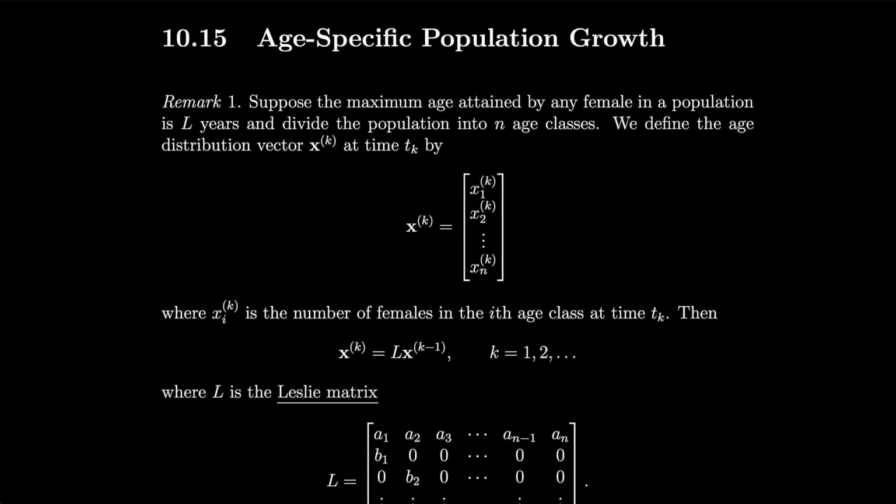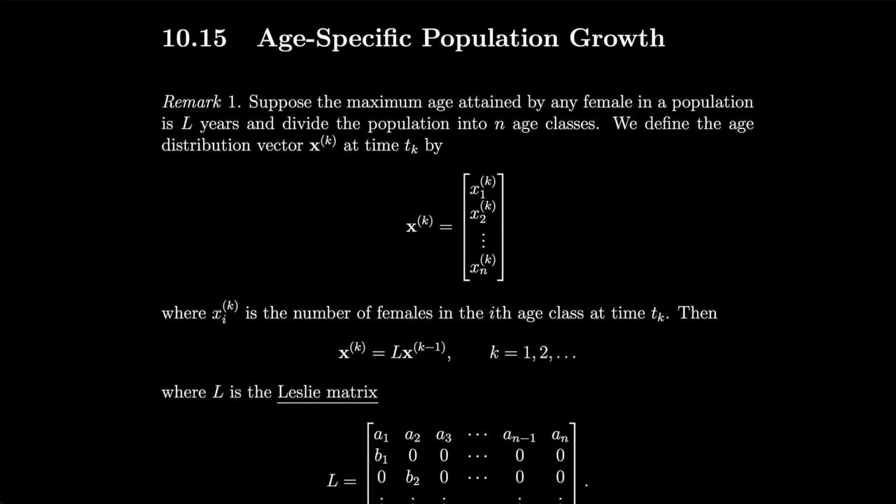Section 10.15, Age-Specific Population Growth. Suppose the maximum age attained by any female in a population is L years and divide the population into N age classes. We define the age distribution vector xk at time tk by the vector given by x1k, x2k through xnk, where xik is the number of females in the ith age class at time tk.